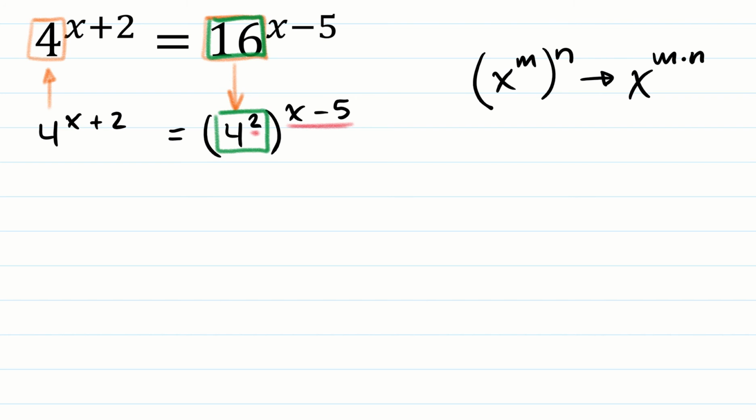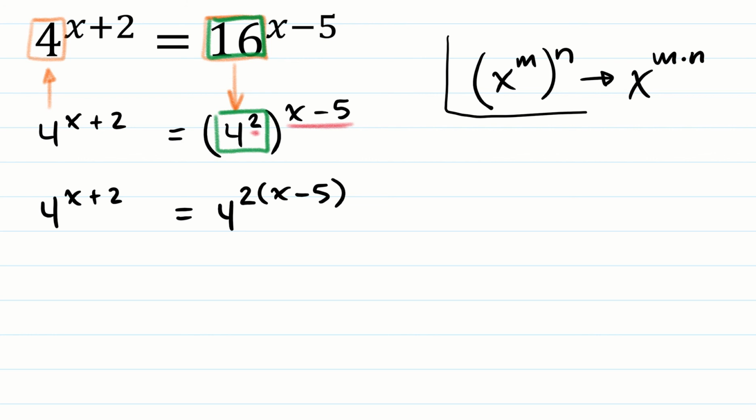So what I can do is multiply 2 times the quantity of x minus 5. I'm going to do that. Let me rewrite the left-hand side one more time: 4 to the x plus 2 equals 4 raised to the power of 2 times x minus 5. So you can see what I've done is I've raised a power to a power.